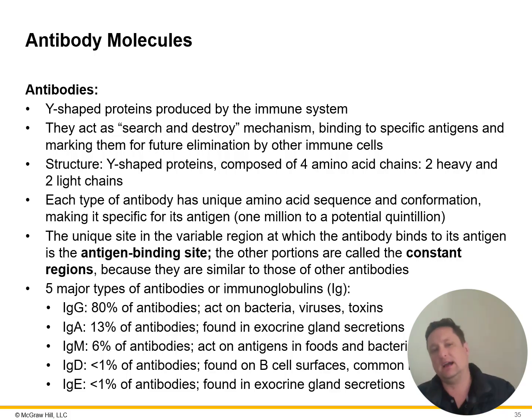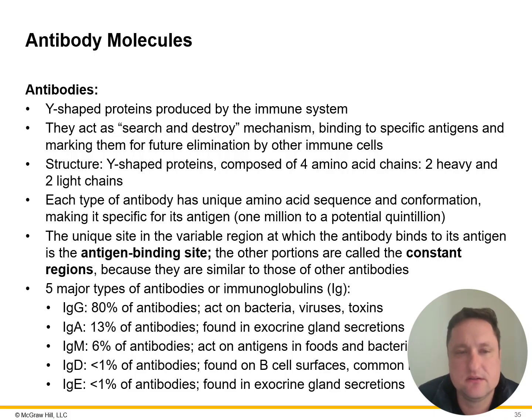So we have 5 major classes of antibodies. IgG. Okay, this is 80% of our antibodies, give or take. So this is the workhorse in the blood and tissues. They're great against bacteria, viruses, and toxins. They cross the placenta to protect the fetus, and they activate the helpers.